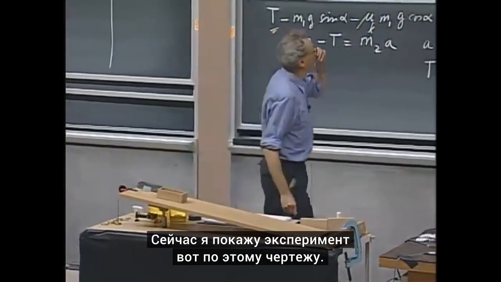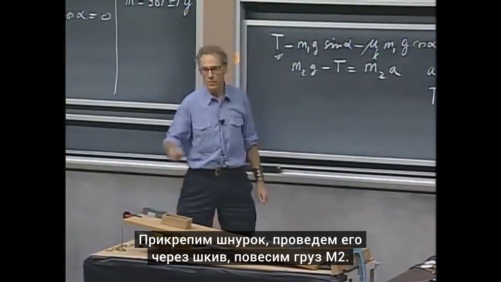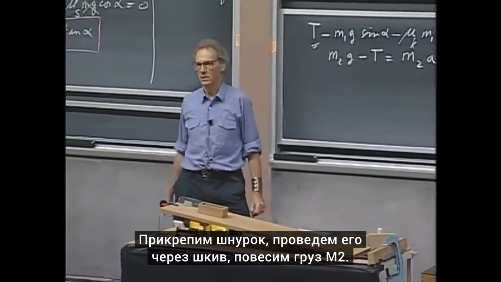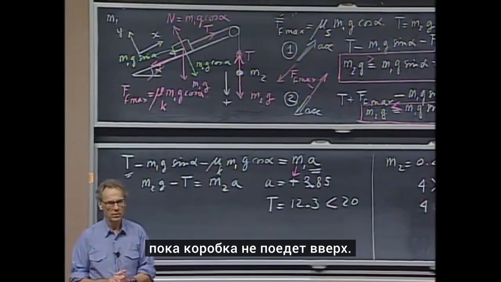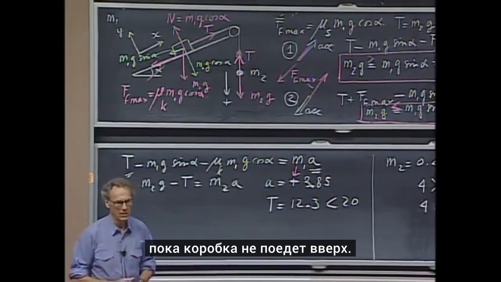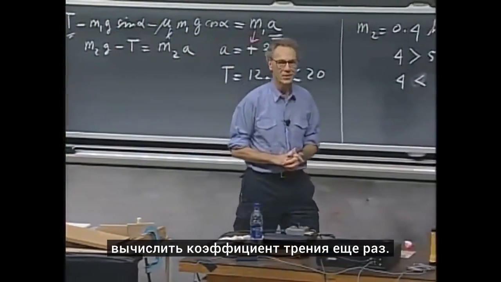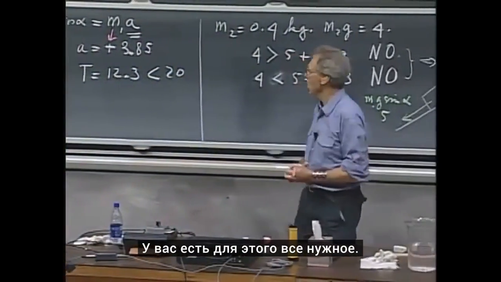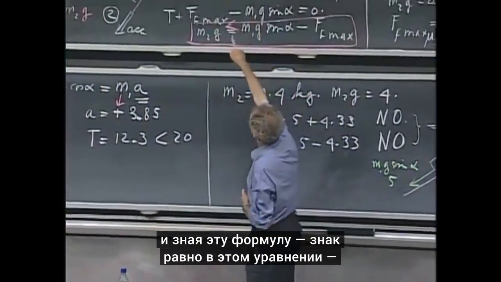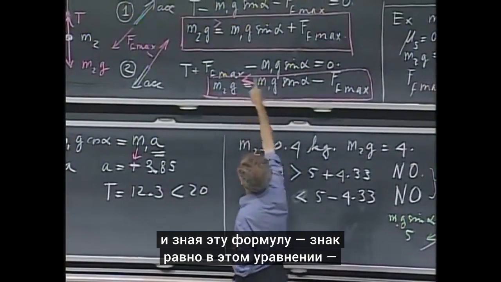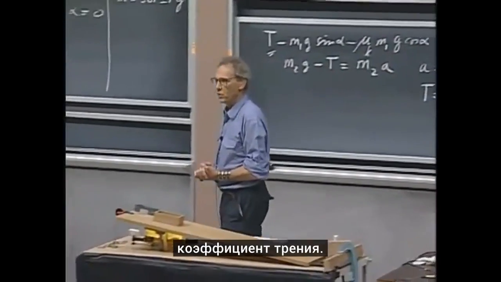Now, I'm going to do exactly this experiment. Put a rope over it with a pulley, and put M2 on this side. And now I'm going to load down M2 to the point that it starts to slide uphill. That should allow you to also calculate the friction coefficient. You have all the tools for it, because once you know that it is just at the point of breaking and going uphill, you know that that equal sign of that equation holds. And so you should be able to calculate the friction coefficient.